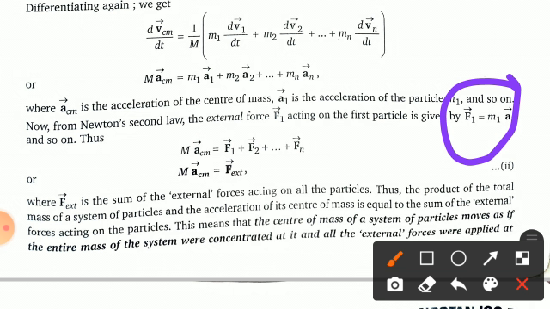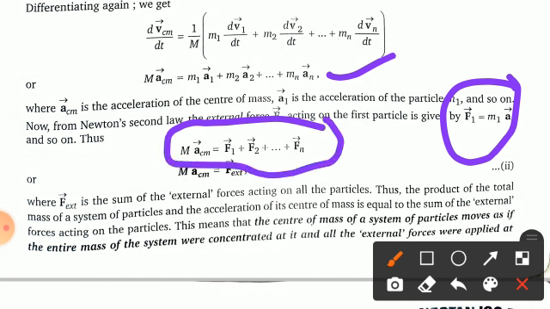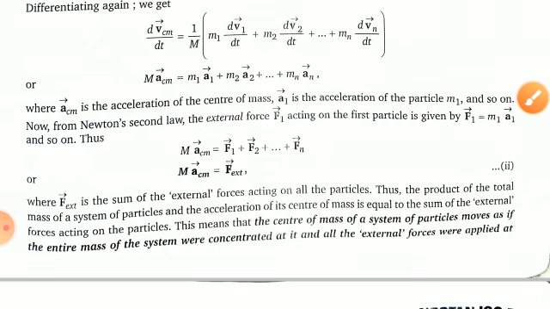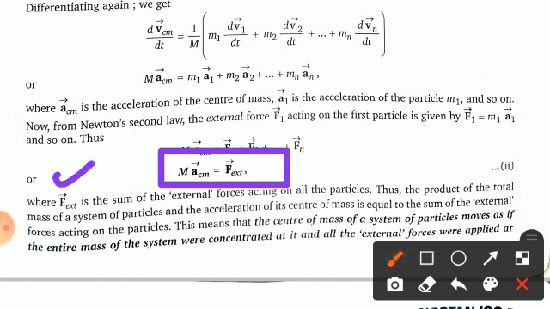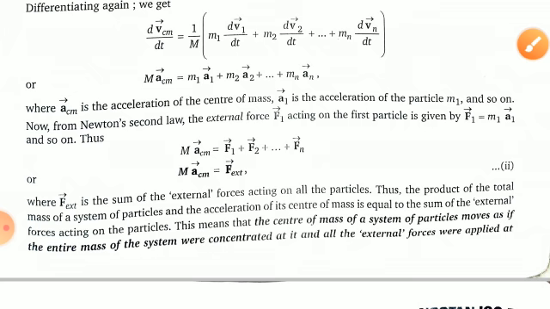Fine. So from the above expression, we can write this equation like this: m a_cm (vector) equals F1 vector plus F2 vector up to Fn vector. Or you can also write it like this: m a_cm equals F_external, where F_external is the sum of the external forces acting on all the particles. Clear? Thus the product of the total mass of the system of particles and the acceleration of its center of mass is equal to the sum of the external forces acting on the particles.